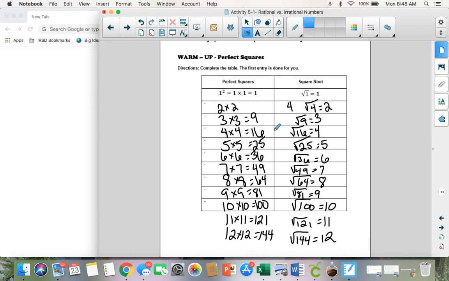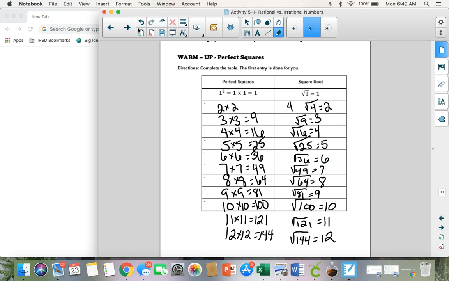These are all rational numbers because they could all be put in fraction form as integers. So for example, if I said the square root of 36 over 2, that's the same thing as saying 6 over 2, which is the same thing as saying 3. Those are all integers. They all work.